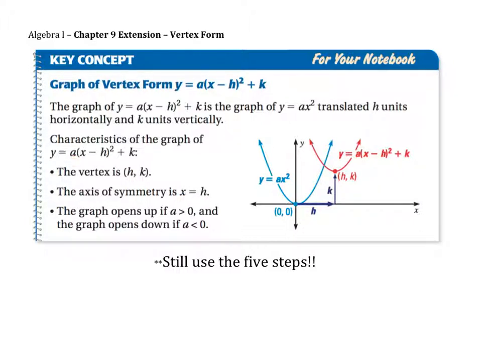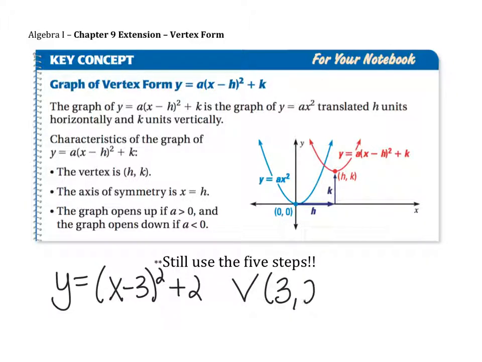If your a value is greater than 0, it's going to open up, just like this. If your a value is less than 0, so negative, then it's going to go downwards, just like we've done before. So for example, if I had y equals (x minus 3) squared plus 2, the vertex would be at positive 3, positive 2. Your axis of symmetry would be x equals 3. Since there wasn't a number in front, a would equal 1, so it would open upward.